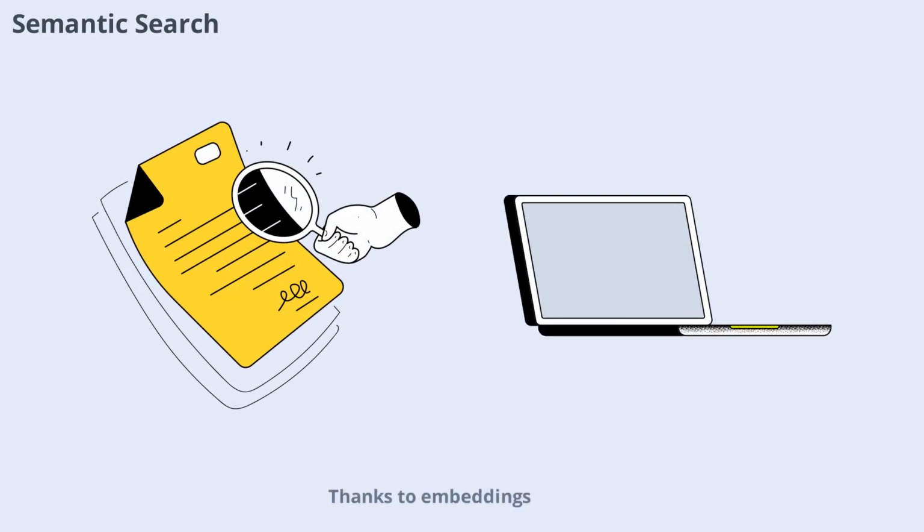Thanks to embeddings, LLMs can perform semantic search, finding information based on meaning, not just keywords. For example, searching for how to bake bread will return relevant results even if the exact words aren't used because the model understands the underlying intent.